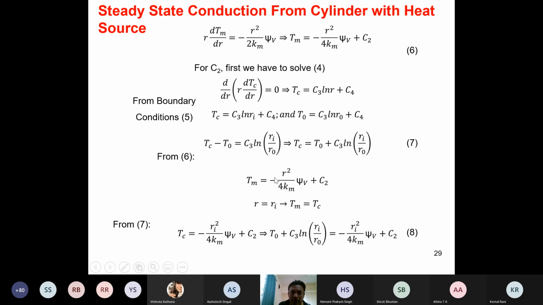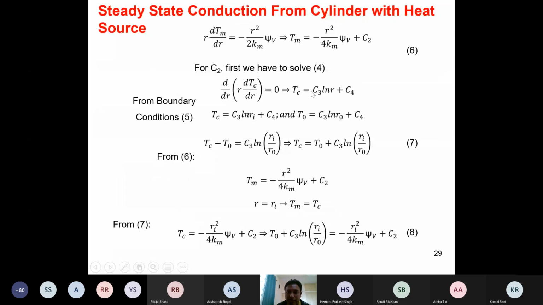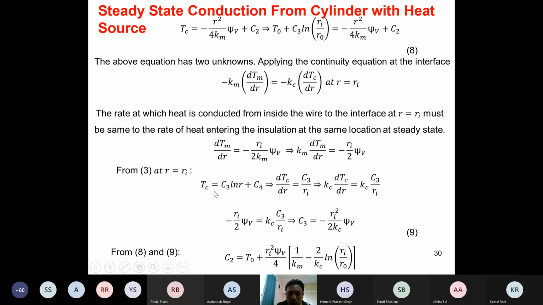Similarly, the Tc we have already written. This is the equation we have written, isn't it? So dTc by dr, if you differentiate, remember this Tc is given as C3 ln r plus C4. This is the generalized expression we have obtained by solving the temperature distribution in the insulation. So we can differentiate this equation with respect to r. What we get is dTc by dr becomes C3 by ri, and this entire thing is multiplied by Kc, so Kc dTc by dr is equal to Kc C3 by ri.